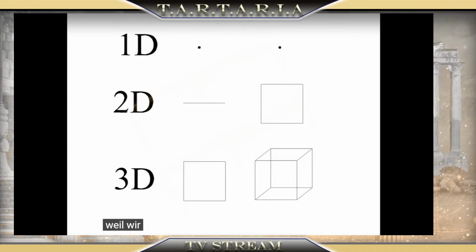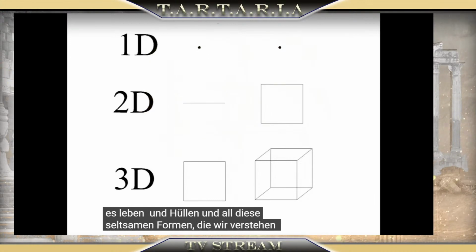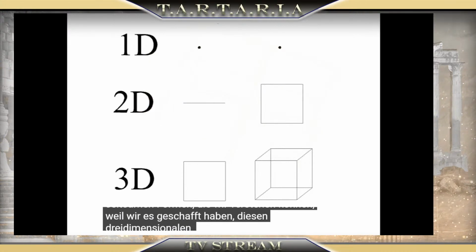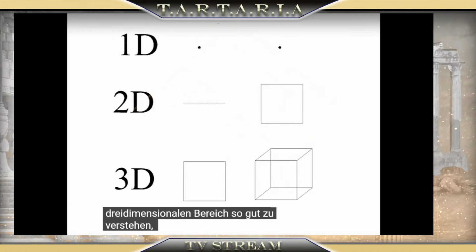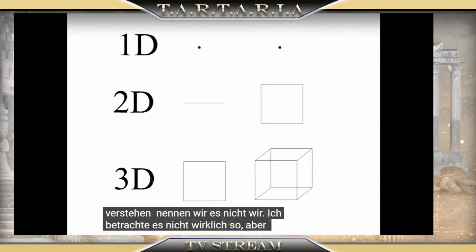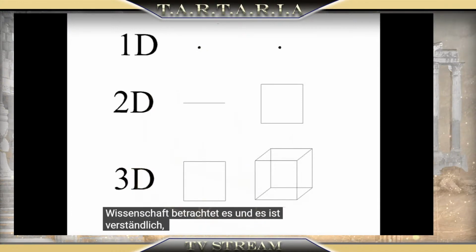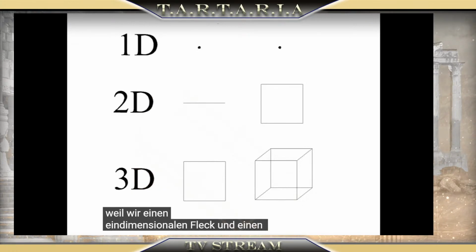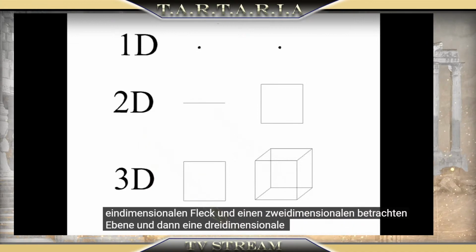We know the 3-dimensional realm, and therefore we can really easily do all these things like build buildings and shape cities and make incredible boats with shapes and hulls and all these strange shapes that we can understand because we've managed this 3-dimensional realm so well to understand it. However, the first dimensional realm is so far and so simple compared to what we know, we consider it a speck, which I don't actually consider it like that, but science considers it, and it is understandable how they came to that because they're looking at a 1-dimensional speck and a 2-dimensional plane, and then a 3-dimensional where we live.